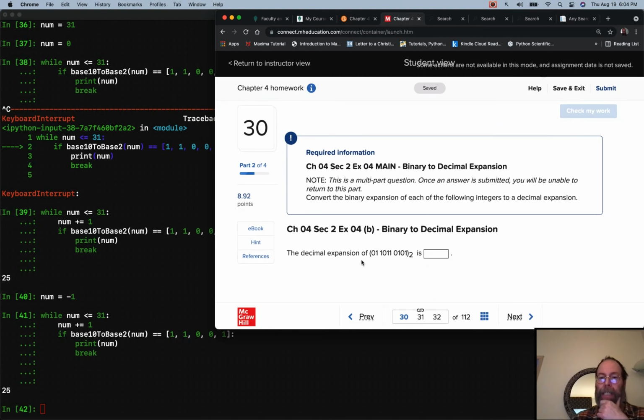What is the decimal expansion of 01101110101? And that's base 2. So same idea. So first of all, how many positions do we have?